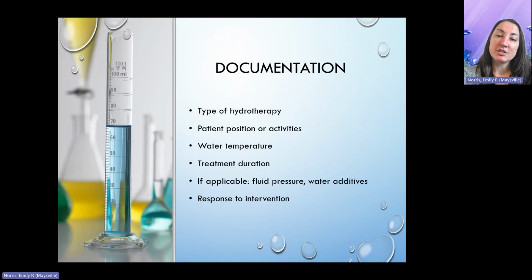With documentation, you want to document the type of hydrotherapy you use, the patient's positions, or if you're doing pool therapy, what activities you did, reps and sets, just like you would on land, the water temperature, the treatment duration, the fluid pressure, any additives you use, that's more so for the wound vac, and the response to the intervention. So some of the same things that you document for every other type of modality that we use. All right, so that is it for us for the hydrotherapy.